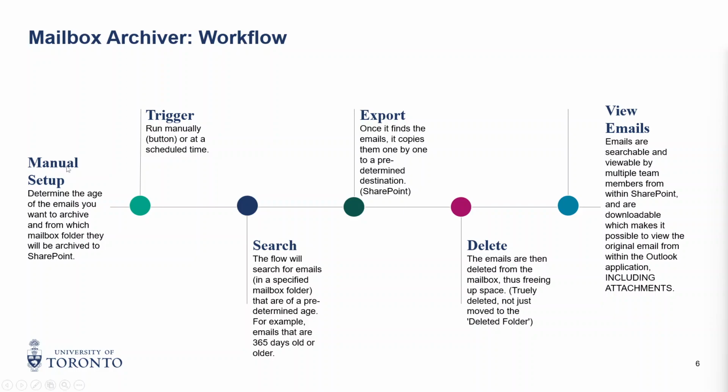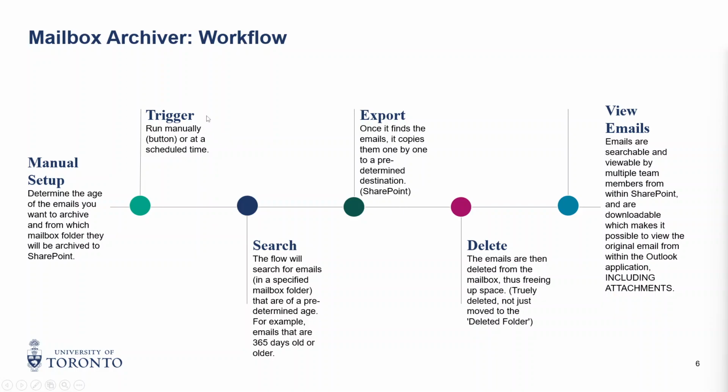This part is where you do the initial setup, where you will determine the age of the emails that you want to archive from your mailbox, and then also determine which folder in the mailbox that you want to be archived. And I'll show that when we do a demo. And then from there, everything is automated.